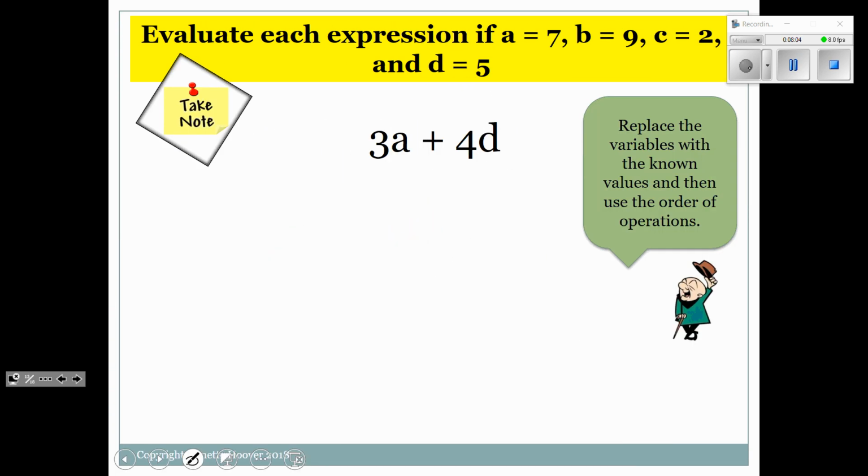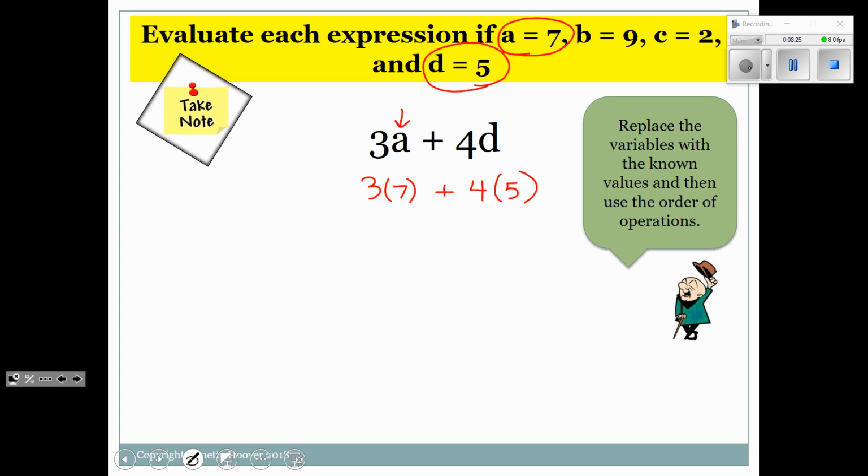Now we're going to practice plugging in numbers to our algebraic expressions and solving using PEMDAS. So our equation is 3a plus 4d. If a is equal to 7, we're going to plug in a 7, so that would be 3 times 7, plus d is equal to 5, so it would be 4 times 5.